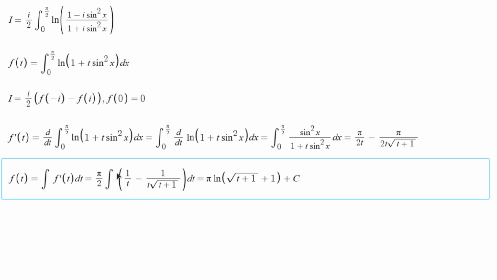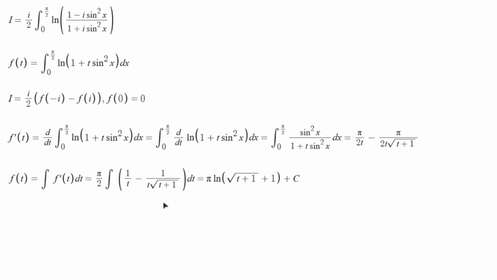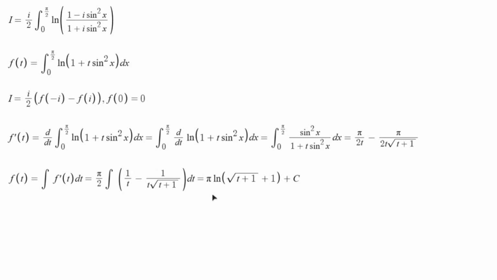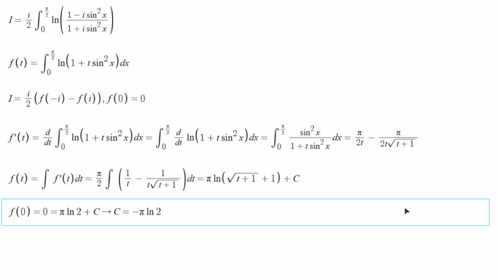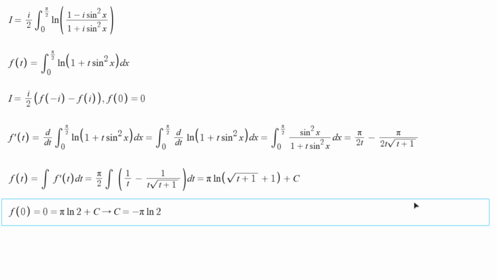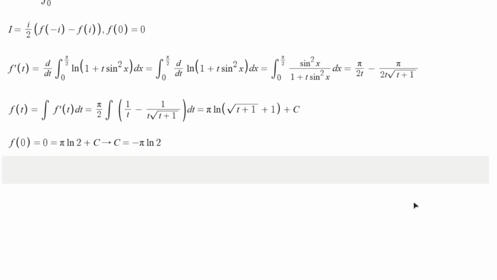So our f of t is pi over 2 times this integral right here. And again, I'm not going to show the steps, but you can anti-differentiate that easily enough to get this expression right here. And now we will use the fact that we know that f of 0 is equal to 0 to see that c has to be negative pi natural log 2, and that will give us our final expression for f of t. So f of t is pi natural log of the square root of t plus 1 minus pi natural log 2.